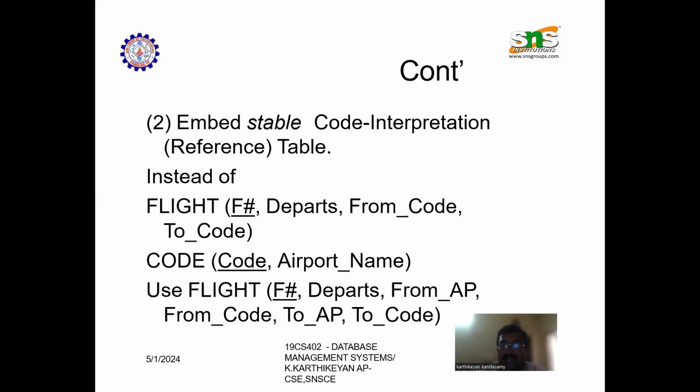Second, embed the code table with interpretation of the reference table, instead of flight departs from code, from the code to the code. Verify the condition: the airport name is used, flight departs from the airport, from the code to the airport, and to the code. This is the one check condition for your flight departure, flight arrival, and from and to.